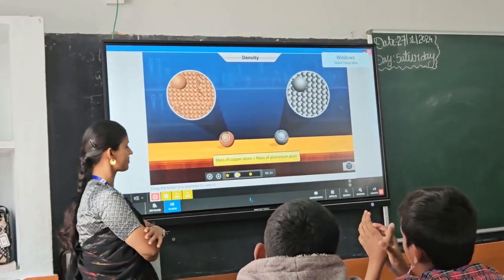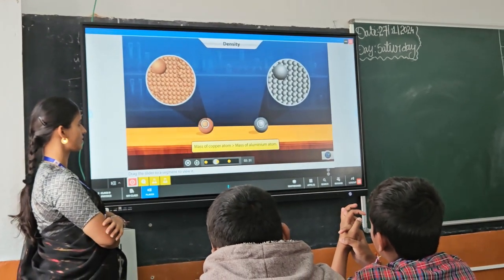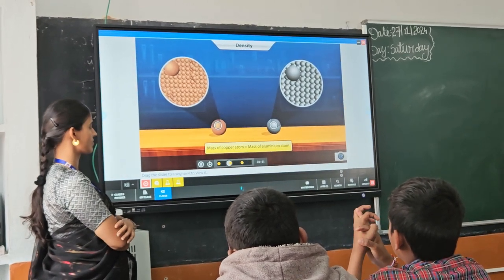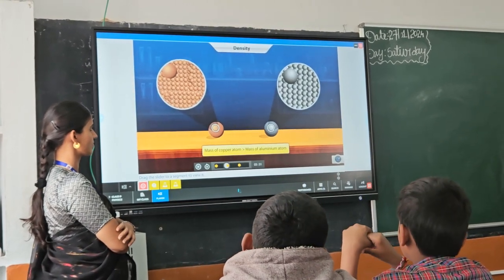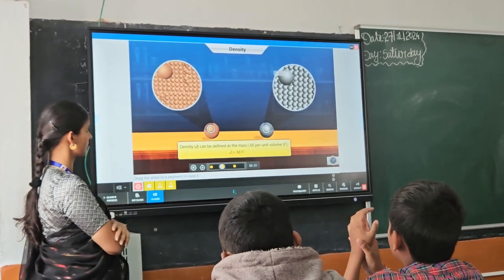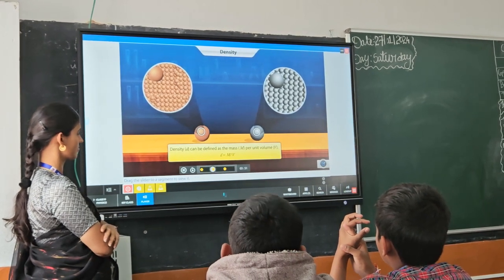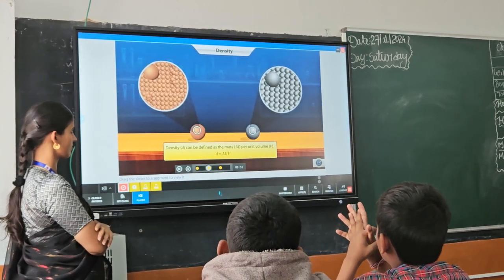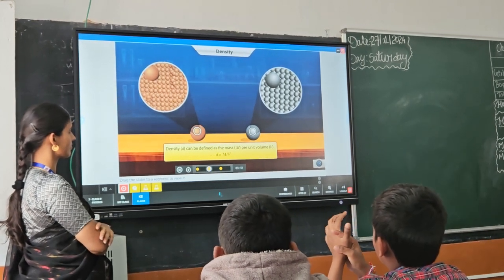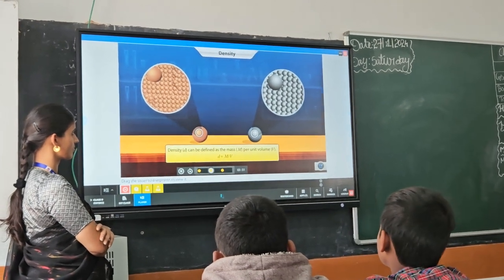Also, a copper atom has more mass than an aluminium atom. These two factors make the copper ball weigh more than the aluminium ball, although both are of the same size and shape. The density of an object gives us an idea of how much matter is packed in a given space. The density of an object can be defined as the mass per unit volume of that object.